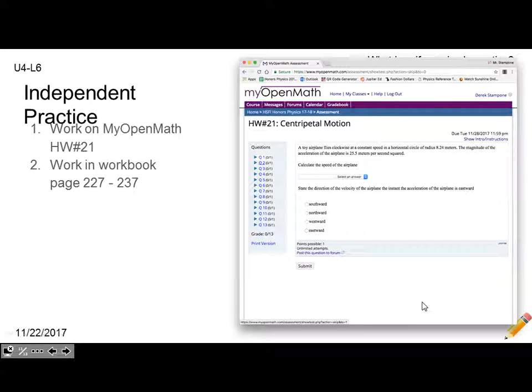Or if you've already done some of these, or you want to work just with paper and pencil today, you can take the next 7 minutes of class. In the workbook, pages 227 to 237 have examples of some centripetal motion questions, right? So you'll work on that for the next 7 minutes. I'll be around to answer any questions that you have.